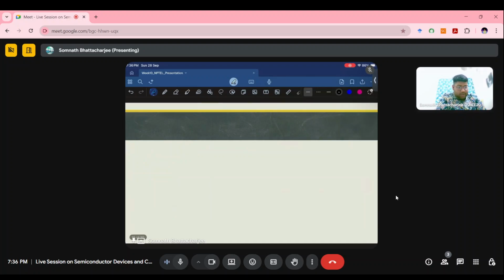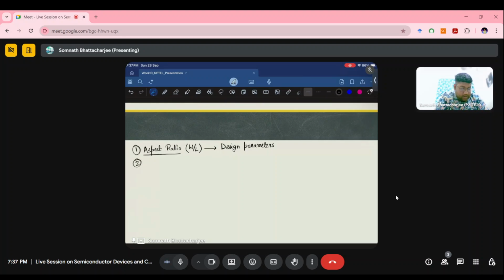So the first key parameter we need to get is the aspect ratio, that is our W by L ratio. So how to get that? As we have already designed and fabricated this transistor, we already know this value. This is nothing but the design parameter. We know the channel width and channel length based on our fabrication.